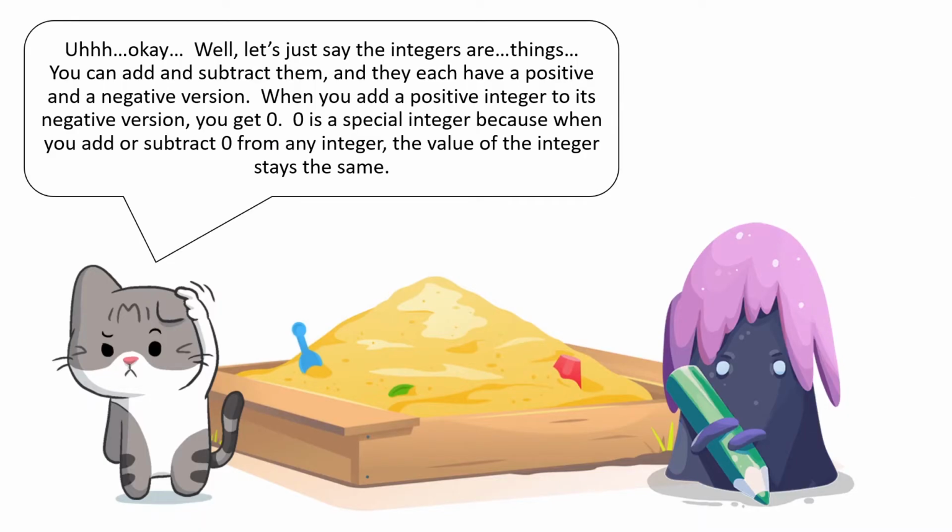I mean, okay, if they don't know the symbols for them and you can't convince them by holding up numbers of apples, you could say, well, the integers are things you can add and subtract. You could give them examples of that. They each have a positive and a negative version. When you add the positive version to the negative version, you get 0. 0 is special because when you add or subtract it to another integer, it doesn't do anything. The value of the other one stays the same. You could just start trying to list off these kinds of facts about integers and hope they get the idea.